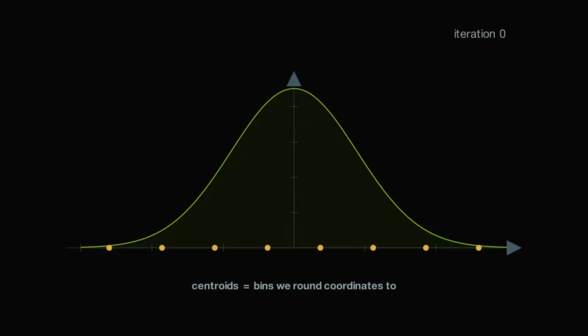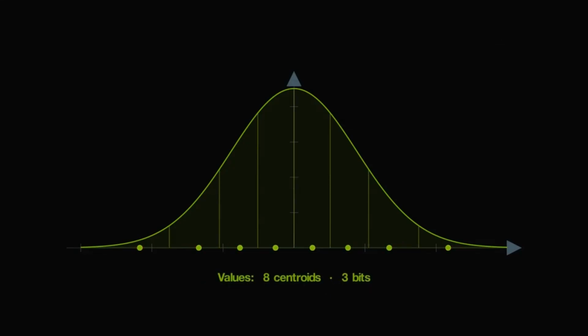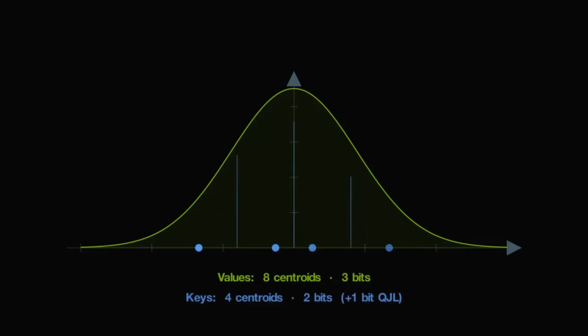And that's when Lloyd-Max comes into the picture. It places 8 centroids along the bell curve, more where the data is dense and fewer at the tails. We literally store 3 bits per coordinate, and that makes sense because you can only create numbers from 0 to 8 using 3 bits.